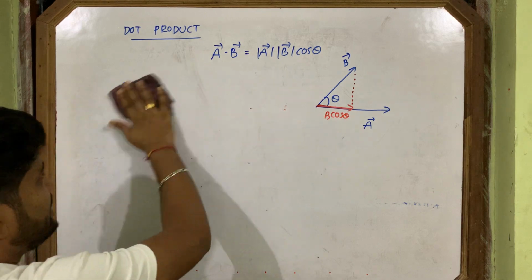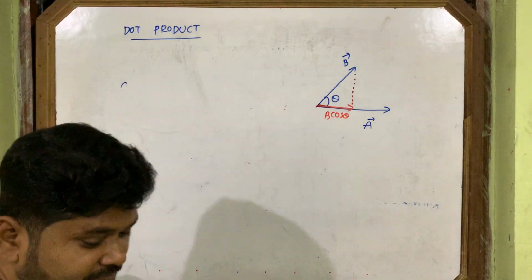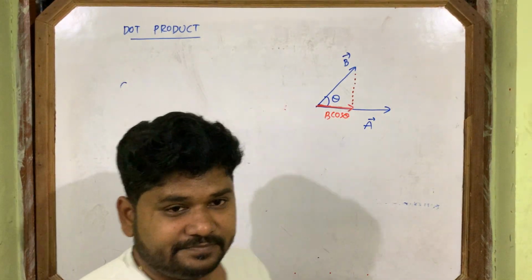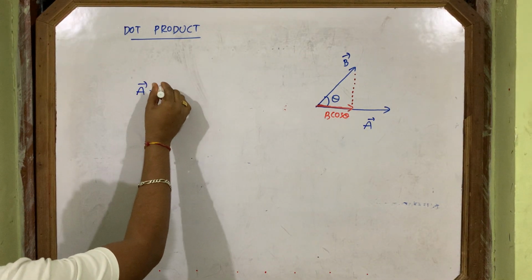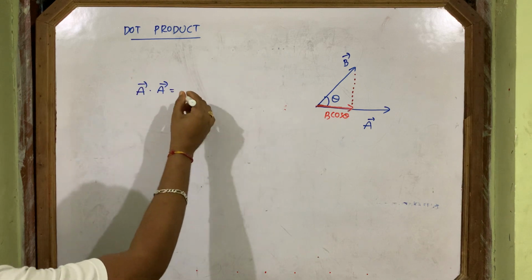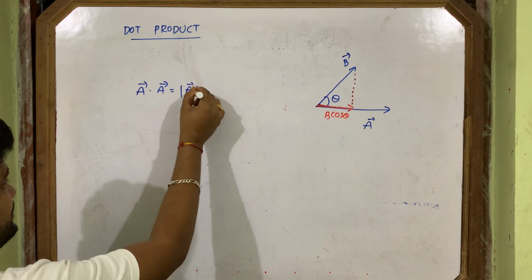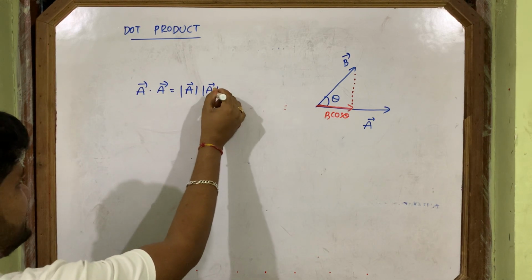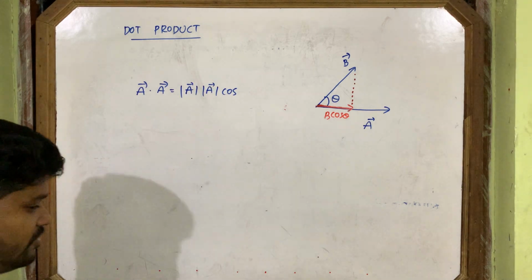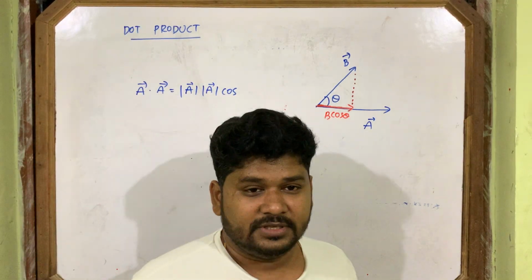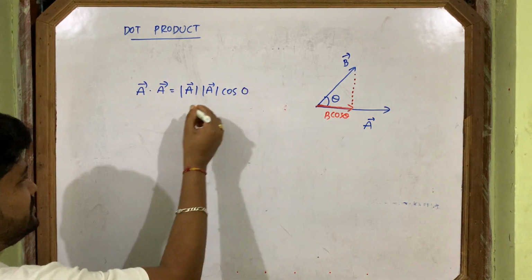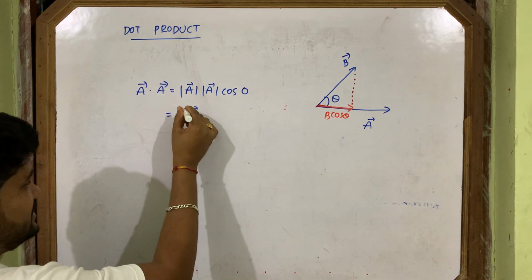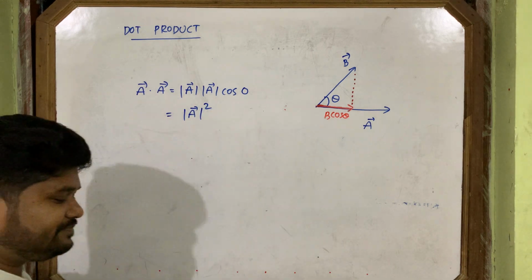Now let's come to the dot product of equal vectors. Equal means A vector dot A vector. Let's use the formula: first mod, second mod, cos. What is the angle between them? The two vectors are the same, so the angle between them must be 0. So it is coming A vector mod square.